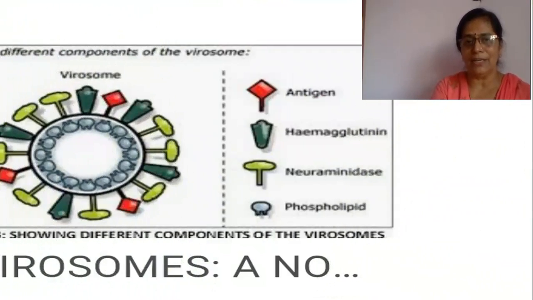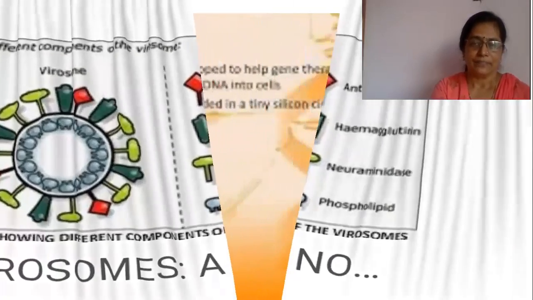Virosomes are nothing but liposomes, or lipids, plus inactivated HIV virus. This is the inactivated HIV virus and the lipid. So the lipids plus inactivated HIV virus is called the virosome. Such virosomes are also used for gene therapy.